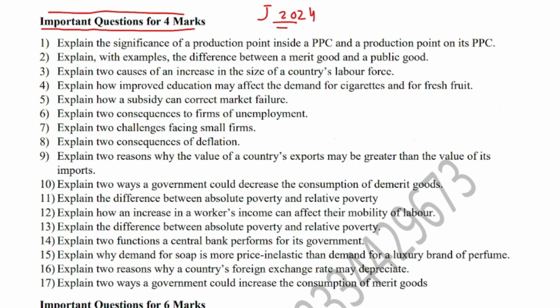Question number 7 is explain 2 challenges facing small firms. What kind of 2 challenges are faced by small firms? Small firms are the firms that have invested smaller amount of money and employ lesser number of workers. The 2 main challenges that small firms face may include lack of capital. Capital means investments, funds, which basically help the business grow, and without it the business cannot expand its number of branches or its scale of production.